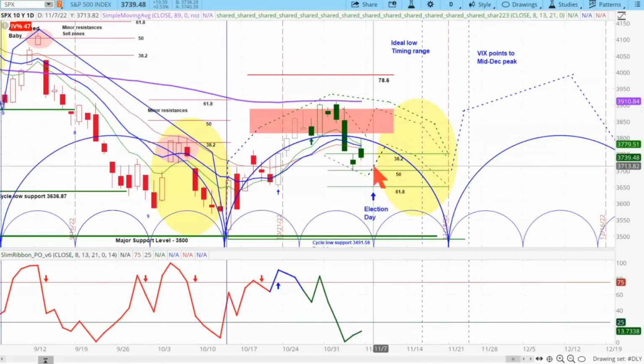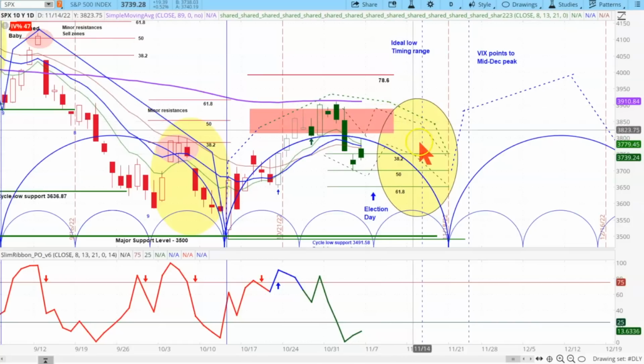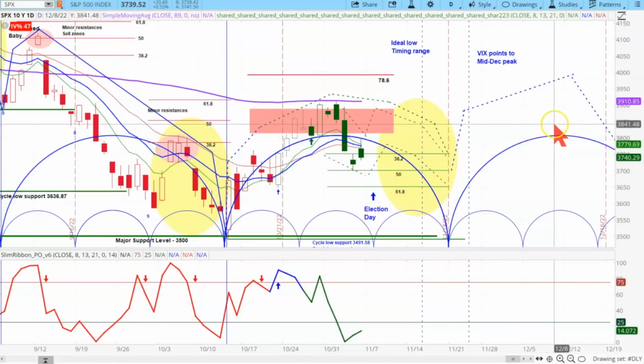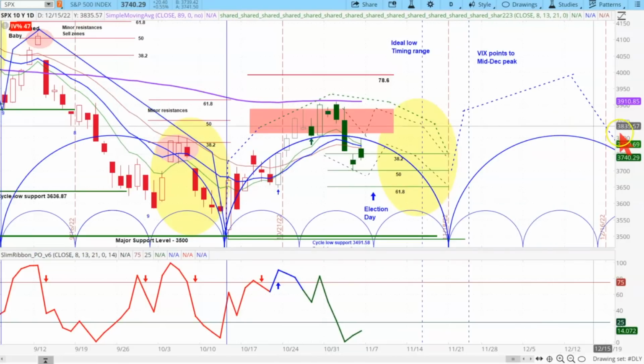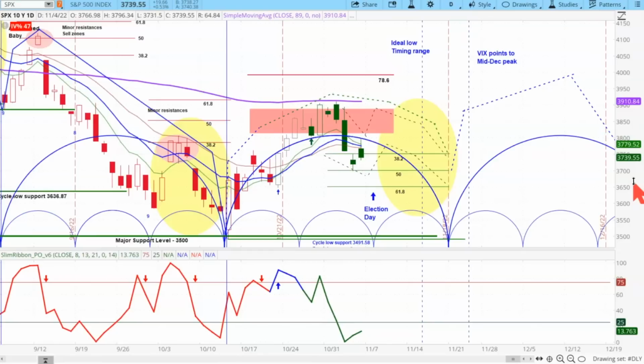I'd say the highest probability would be positive action after the election and then coming down into this period here. But overall, there's an uptrend that we see developing in here, and it is an intermediate uptrend that should last quite a number of weeks. I would say 5 to 7 weeks.